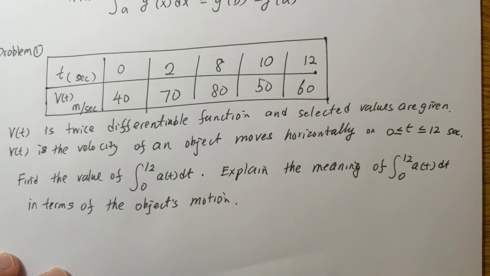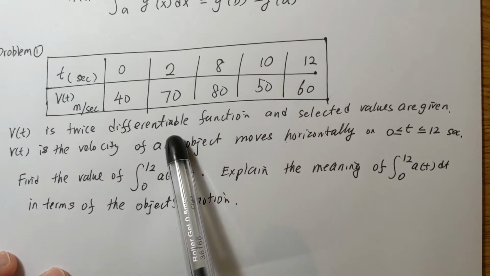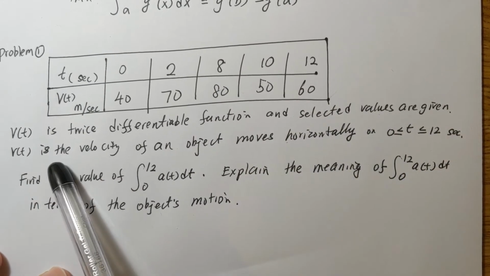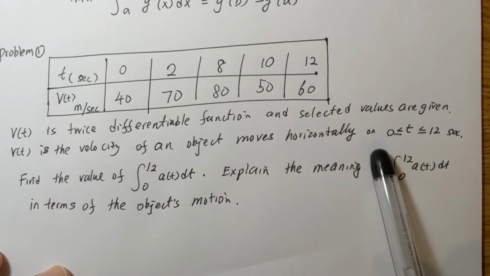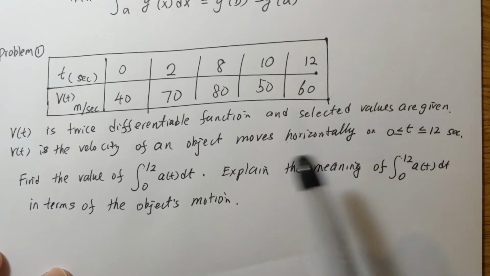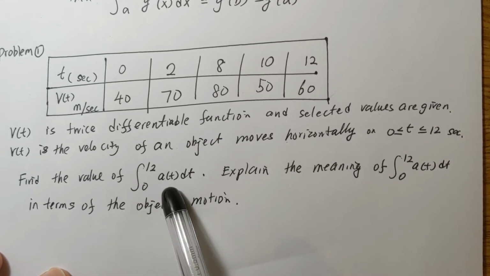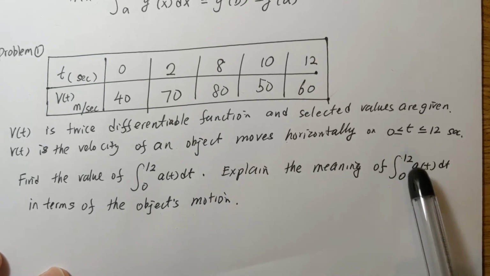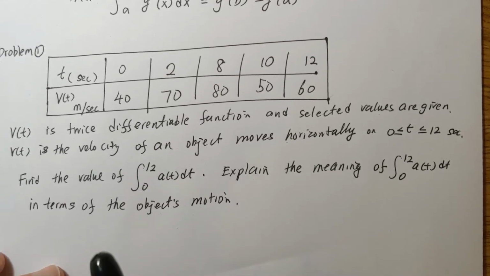So we have a table. It says that v of t is a twice differentiable function and selected values are given. v of t is the velocity of an object moving horizontally on the interval 0 to 12 seconds. Find the value of the integral from 0 to 12 of a of t dt. Explain the meaning of the integral from 0 to 12 of a of t dt in terms of the object's motion.